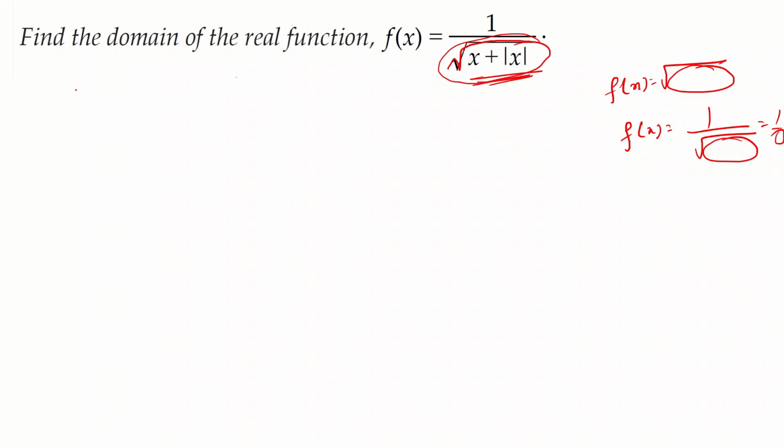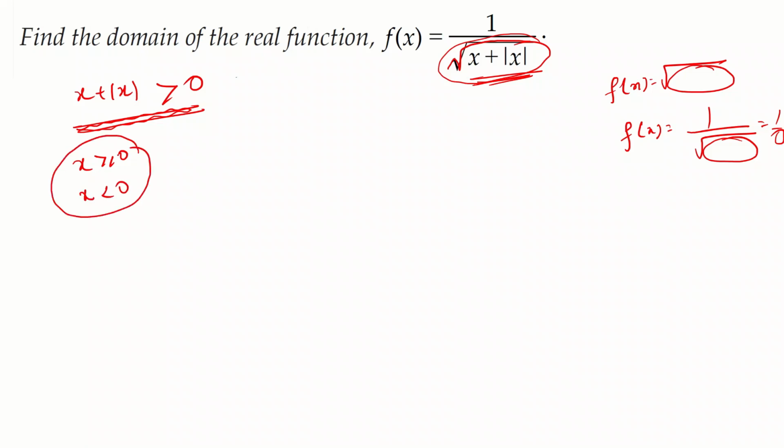So what do we need? We need x plus root x to be strictly greater than 0. This will give us our domain. We have to simplify this now, and that will be our domain. Okay, so now what are the values of x for which this thing holds? Think of two cases: x greater than or equal to 0 and x less than 0. We have to find out which of these conditions are acceptable.